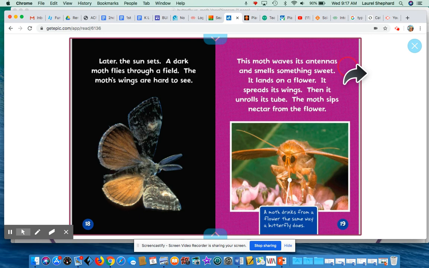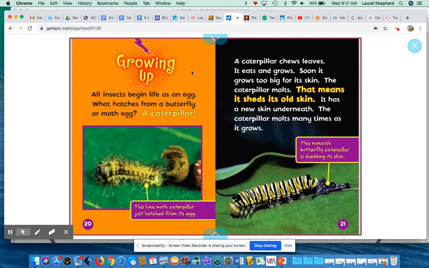Next page. Growing up. All insects begin life as an egg. What hatches from a butterfly or moth egg? A caterpillar. Both butterflies and moths have eggs and caterpillar larvae in their life cycle. A caterpillar chews leaves, it eats and grows, and soon it grows too big for its skin. That caterpillar molts. That means it sheds its old skin. It has a new skin underneath. The caterpillar molts many times as it grows, for both moths and butterflies.